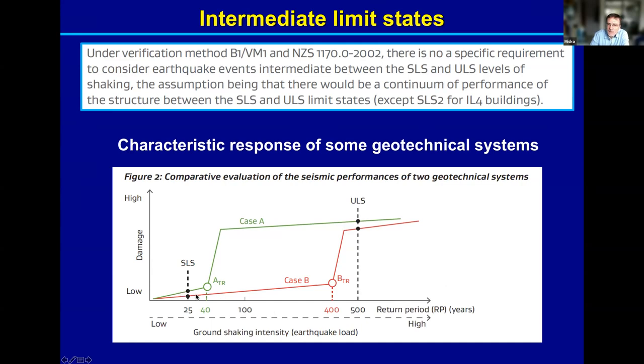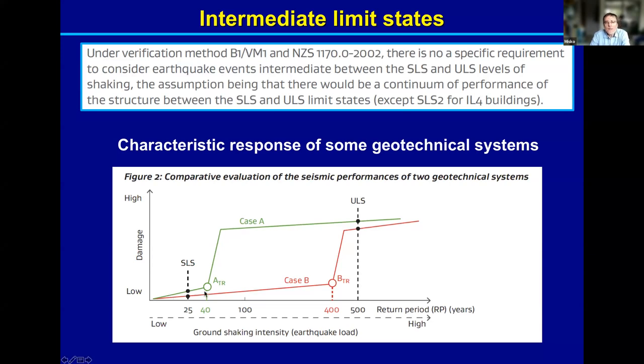And this is illustrating the possible deficiencies if you apply this kind of concept to discrete return periods, such as those corresponding to SLS and ULS. If we strictly follow the code requirements, which are setting the minimum requirements, you can check the performance only for SLS, 25-year return period, and ULS, 500-year return period for most of the importance level structures. And on that basis, you can identify the performance, whether it is satisfactory or not.